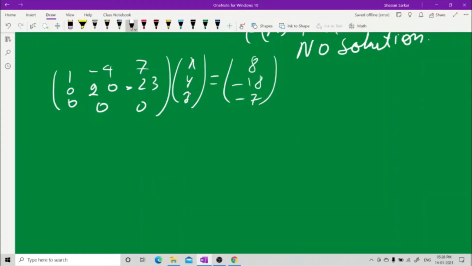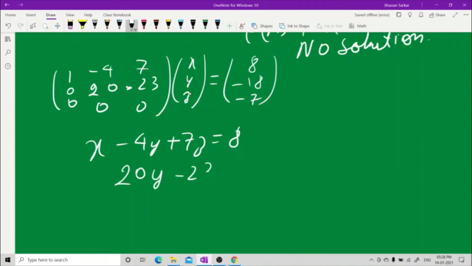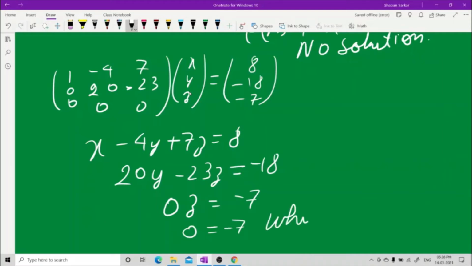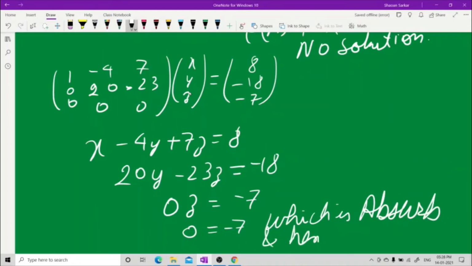If you multiply, you will get x minus 4y plus 7z equal to 8. Then you have 20y minus 23z is equal to minus 18, but 0z is equal to minus 7. That means 0 equal to minus 7, which is absurd. Hence no solution.